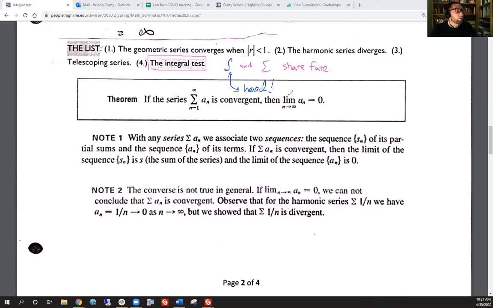So the next theorem is a simple one. It says, if the series is convergent, then the limit of the terms goes to 0. If the series is convergent, then the limit goes to 0. Let me show an animation to help you visualize what this is saying.